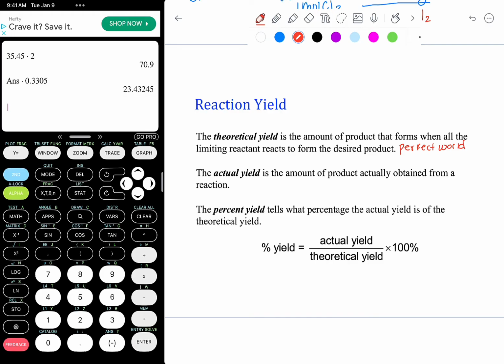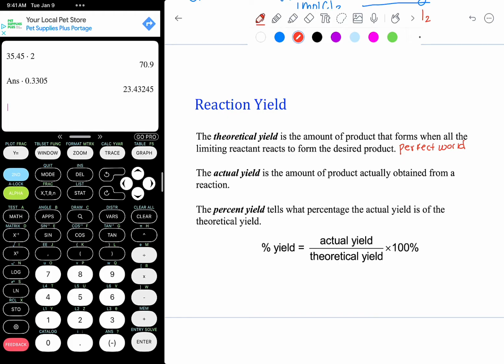We then have the actual yield of the chemical reaction, which is the amount of product actually obtained from a reaction. So in a lab setting, we are not in a perfect world. We have things that are going to affect our chemical reactions from happening. Maybe we didn't measure out our reactants perfectly. Maybe there is a slight contamination. Maybe when we were heating this reaction up to react it further, we didn't get to the desired temperature. There are many things in the real world that can affect a chemical reaction.